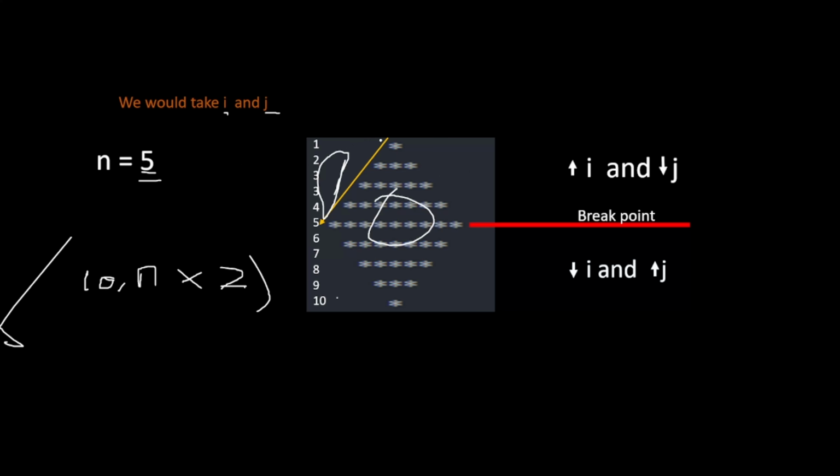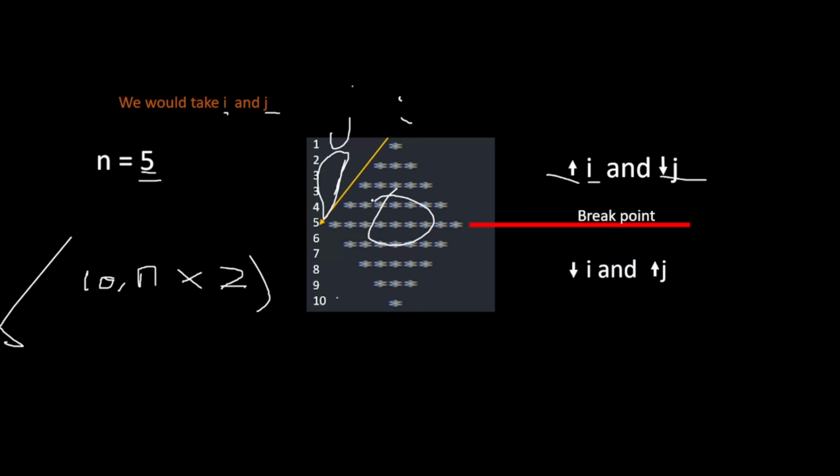The next thing is, as you can see, the spaces are J and the stars are I. As we go downwards, the spaces are reducing, so initially we will reduce J. As we go down, the stars are increasing, so we will make sure I is increasing, right?